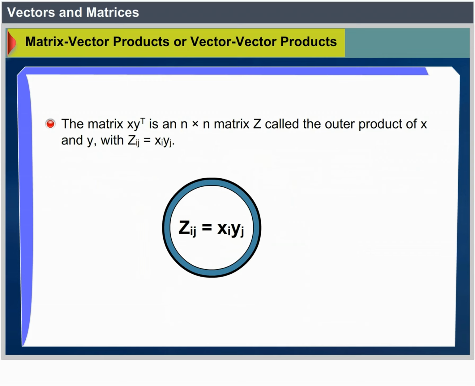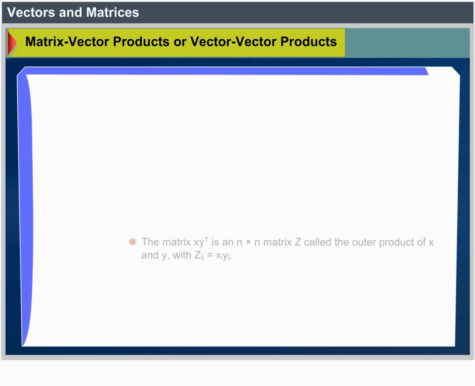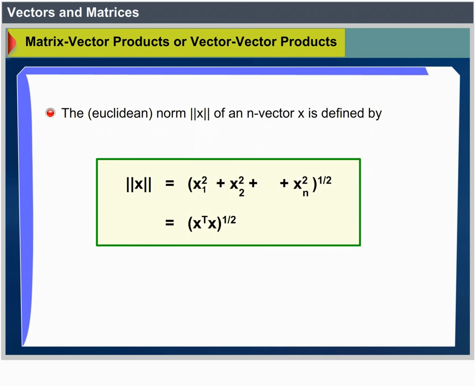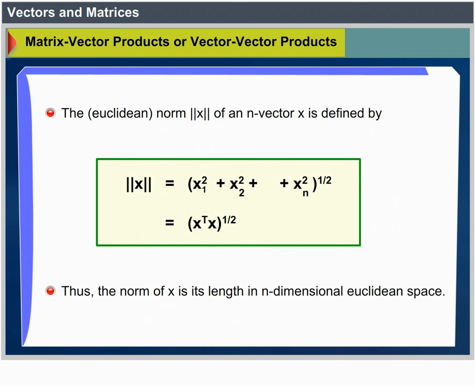The Euclidean norm, double modulus of x, of an n vector x is defined by norm of x equal to x1 squared plus up to xn squared, the whole to the power 1 by 2, equal to x transpose x to the power 1 by 2. Thus, the norm of x is its length in n-dimensional Euclidean space.